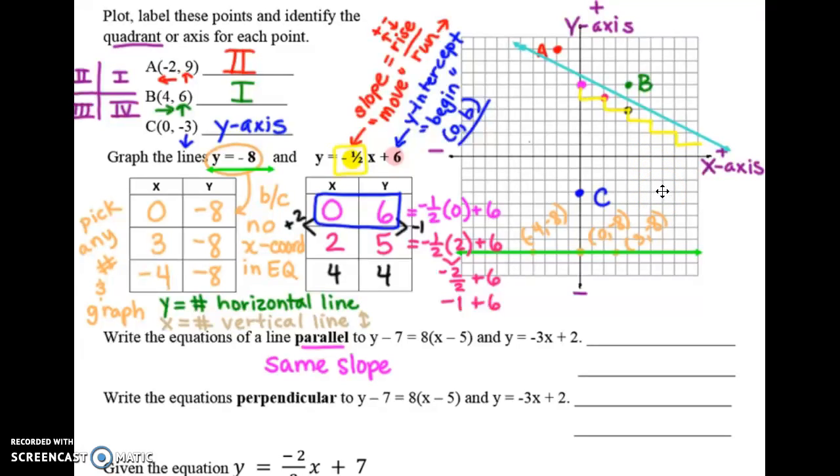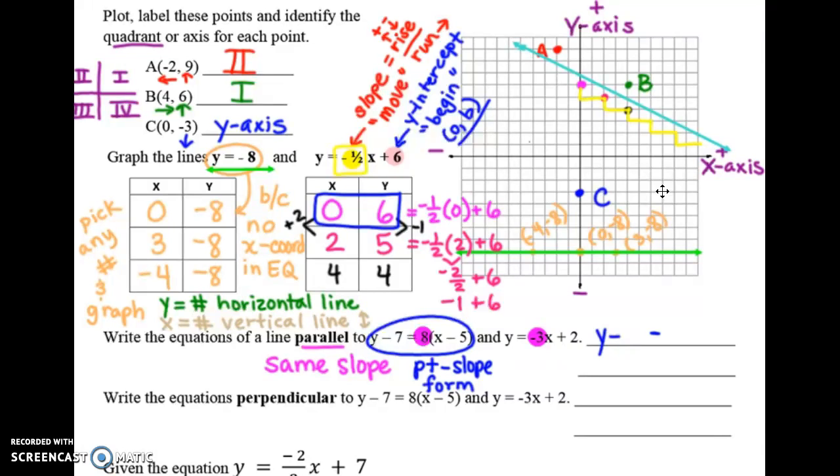In the next set of directions, it says write the equation of a line parallel to y minus 7 equals 8 times the quantity x minus 5, and y equals -3x plus 2. So if I'm looking for the same slope, I first have to identify the slope of the lines I've been given. So the first slope is 8 because it's in front of the x variable. That first equation is written in point-slope form.